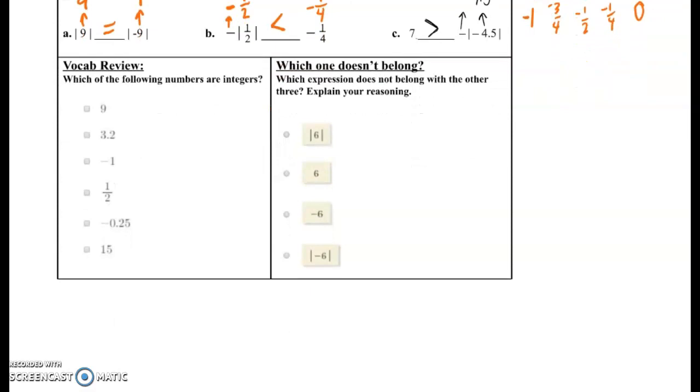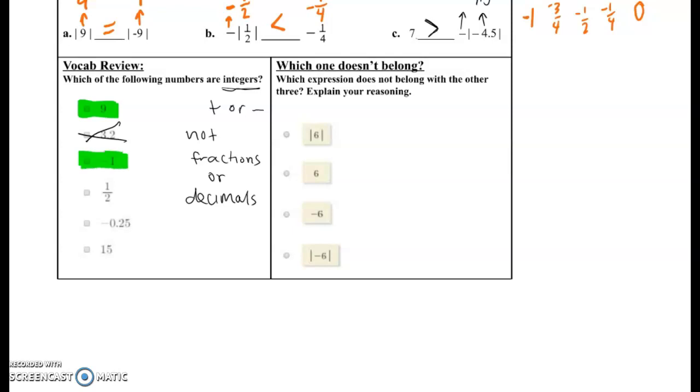All right, so now let's review which of the following are integers. Remember, these are positive or negative numbers, and they're not fractions or decimals. Wow, my handwriting is really rough on here. So the ones that are integers, 9, that's positive and it's not a fraction. This one's a decimal, so this one can't be it. -1, that's not a fraction or decimal, and it's allowed to be negative, so that one's an integer.